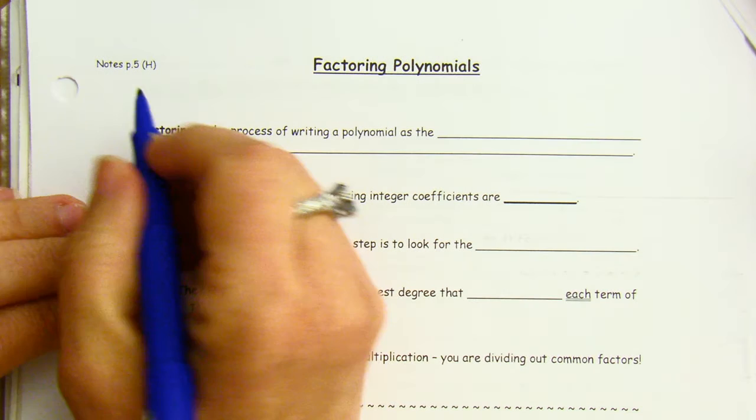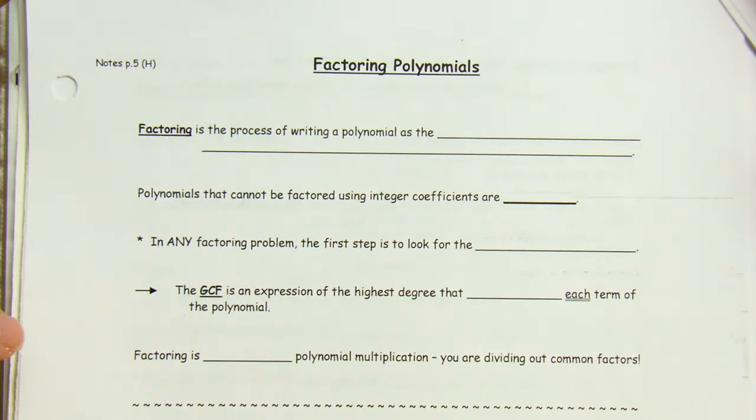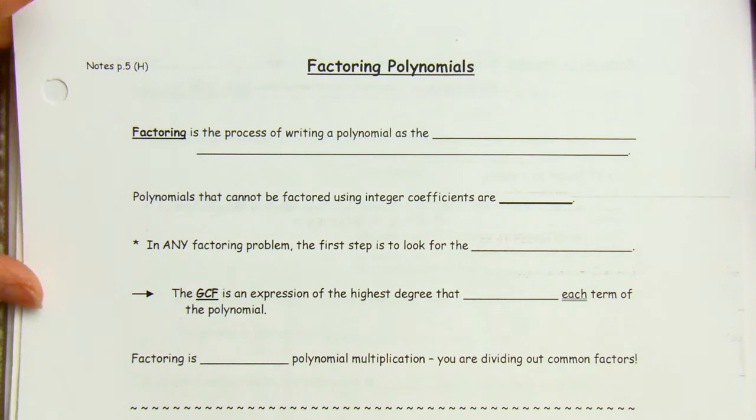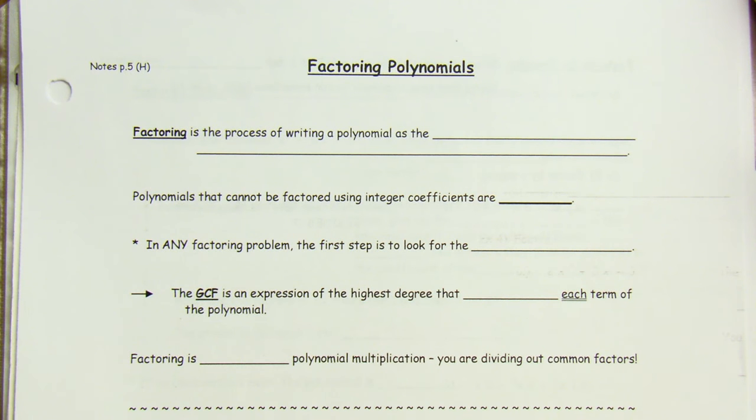Hello! We finally got to Chapter P, Section 5, Factoring Polynomials. I will say, we do go through the factoring fairly quickly. Again, it's really just a refresher from Honors Algebra 2. And so again, I don't know what to say. We do go through this pretty quickly.